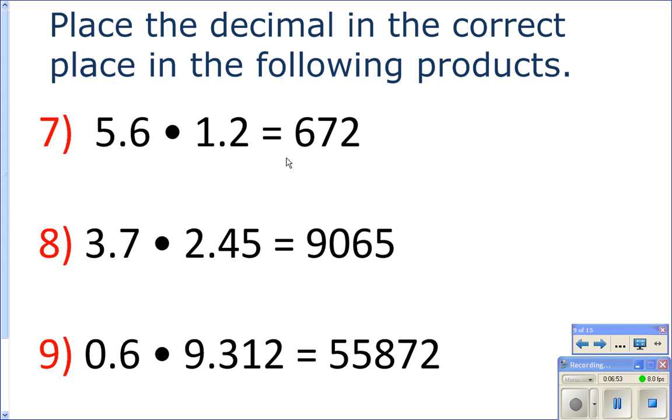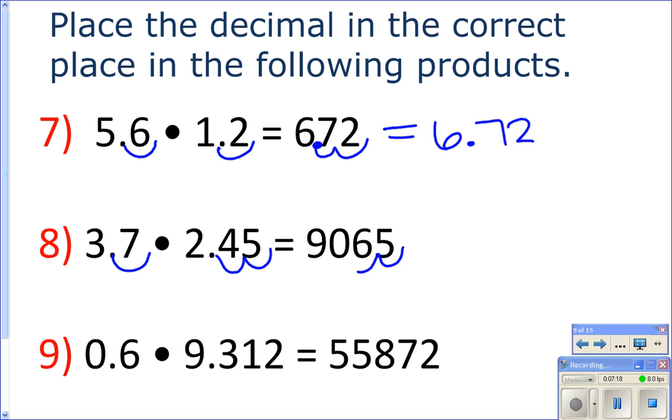Okay, we've multiplied these out already and gotten the answers, but we have to place the decimals in the correct place. So this first one, you have 5.6 times 1.2. You have 1, 2 places in the problem, so you're going to move the decimal 1, 2 places in the answer. So you get 6.72. There's 1, 2, 3 places in this problem, so you're going to move the decimal 1, 2, 3 places in the answer. You get 9.065. Try this last one on your own.